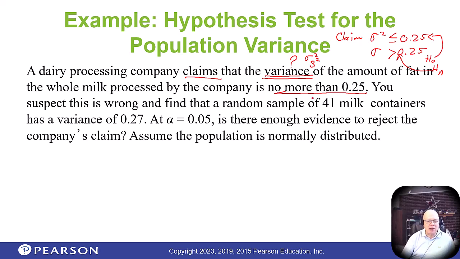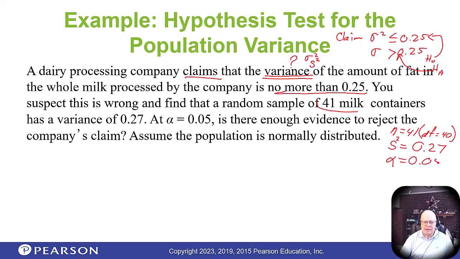Now, how are we going to do this? Well, we're going to take a random sample, and our sample, you notice, 41 milk containers. So n equals 41. And are you thinking ahead? Yeah, degrees of freedom equals 40, right? And you've got a variance from your sample, s squared, of 0.27. And we've got an alpha or level of significance of 0.05. And we're going to assume that the population is normally distributed. Without that, we can forget about the whole question.